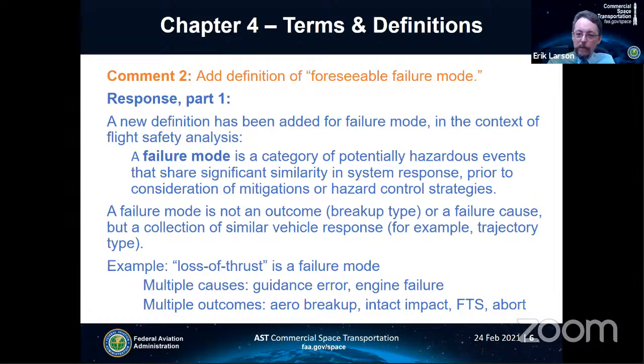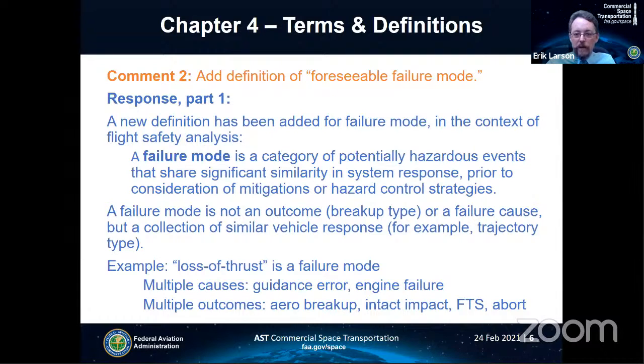But we also want to make clear, and it's not in the definition but helpful to explain, that a failure mode is not the outcome of that. The failure mode is not the breakup or what happens. Is it a breakup? Is it an intact impact? Does the FTS happen? That is not part of the failure mode, and it's not part of the failure cause. It is instead the collection of the vehicle response, the different trajectory types.